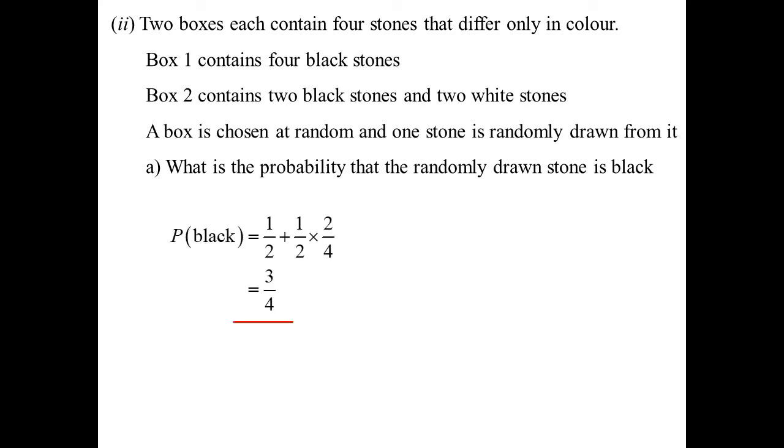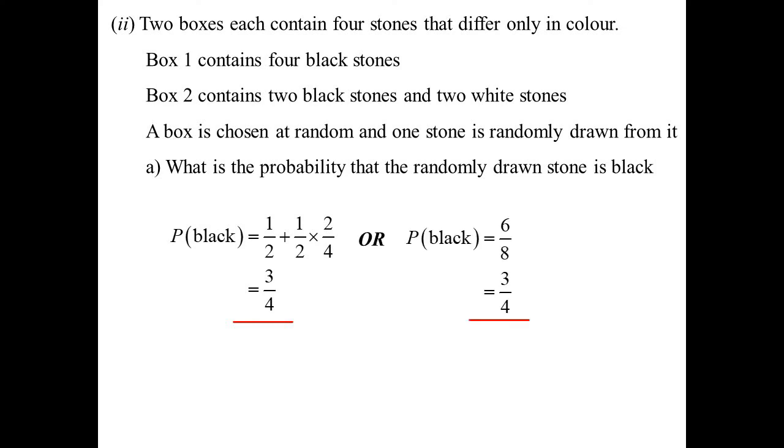So probability of black would be, well, there's 2 different things that could happen here. I could choose box 1. Now if I choose box 1, the probability of picking out a black stone would be 1. So there's the half. Or, so we add the probabilities, I could choose box 2, and there's a half chance of doing that, but in this case there would be a 2 in 4 chance of pulling out a black stone. So all up, that's 3/4 chance.